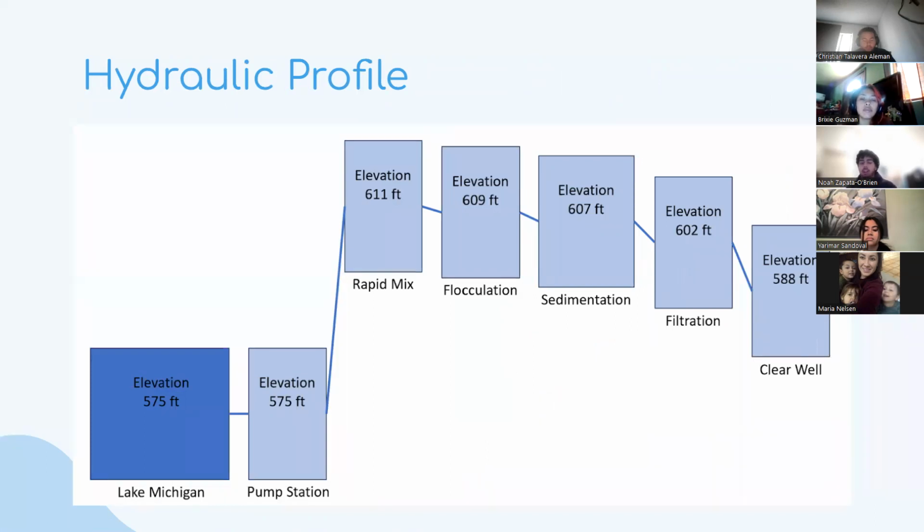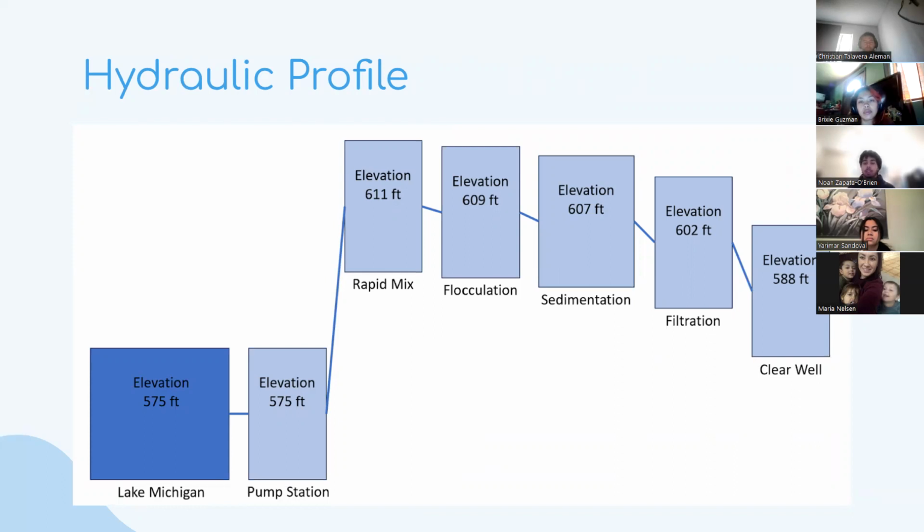Okay, getting into our hydraulic profile. As we said before, our source water is going to be Lake Michigan. That sits at an elevation of 575 feet. From there, it is going to be pumped up to our plant, which is only a short distance away. It is going to be pumped to the highest point on the plant, which is going to be the rapid mix at 611 feet. I believe the highest point on our site was around that.